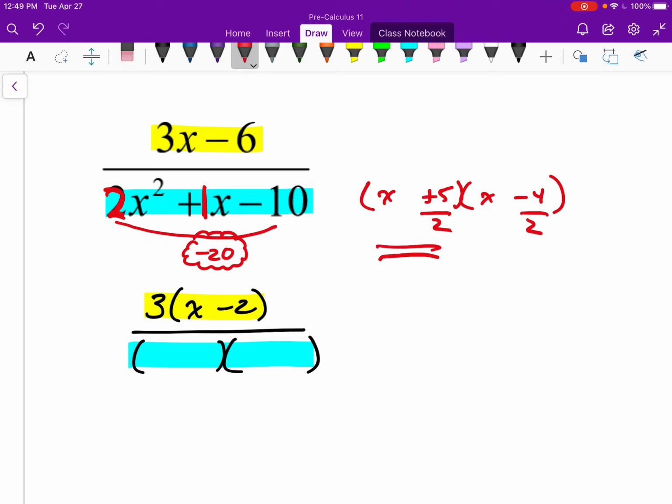So if I look at this right here, x plus 5 over 2. 5 over 2 doesn't reduce, but I swing up the 2, and I see one of my factors, 2x plus 5. Look at this one right here. 4 over 2 reduces to 2 over 1, or just 2 whole. So my other factor is x minus 2.